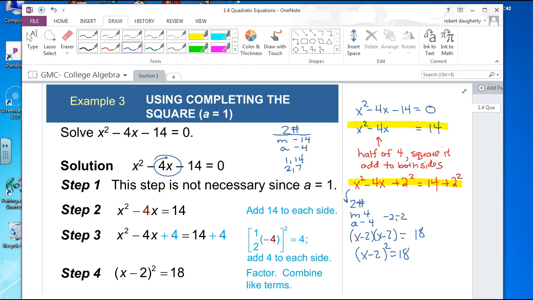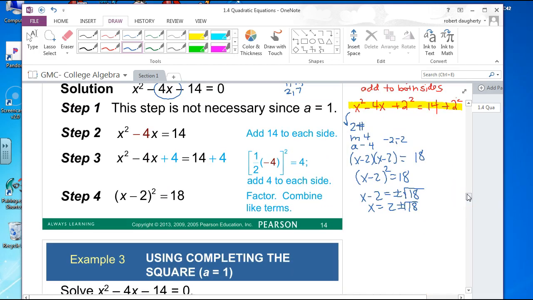So now, in order to solve this, you take the square root of both sides. X minus 2 equal plus or minus the square root of 18. X equal 2 plus or minus the square root of 18. And we can simplify that a little bit more. This is x equal 2 plus or minus the square root of 9 times 2. X equal 2 plus or minus the square root of 9, which is 3. So 2 plus or minus 3 square root of 2.